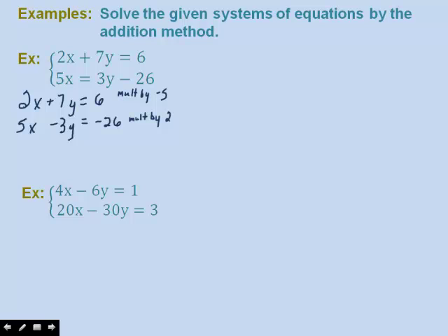Okay, so for the first one, if we multiply through by negative 5, we have negative 5 times 2x plus negative 5 times 7y equals negative 5 times 6. That would give us negative 10x minus 35y is equal to negative 30. So this is our new first equation.